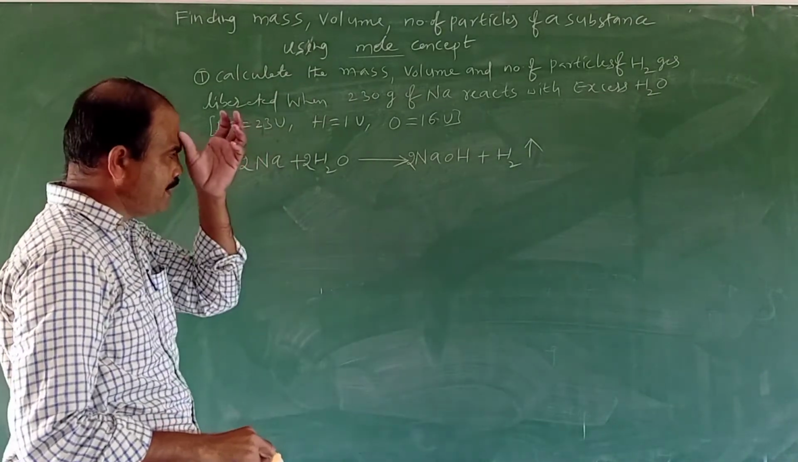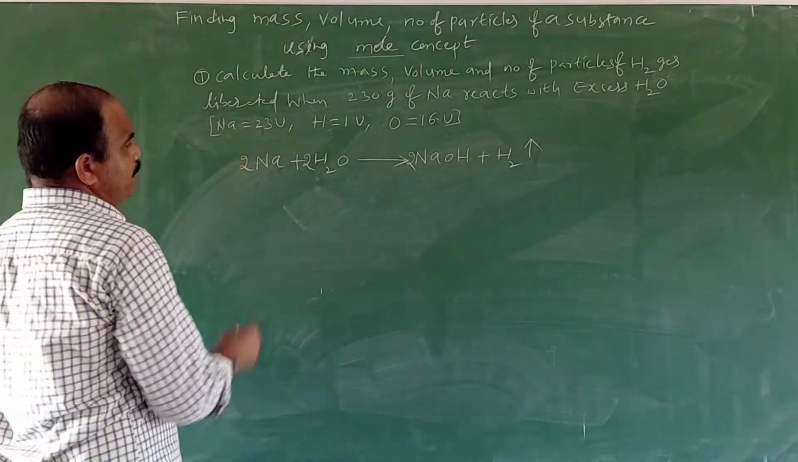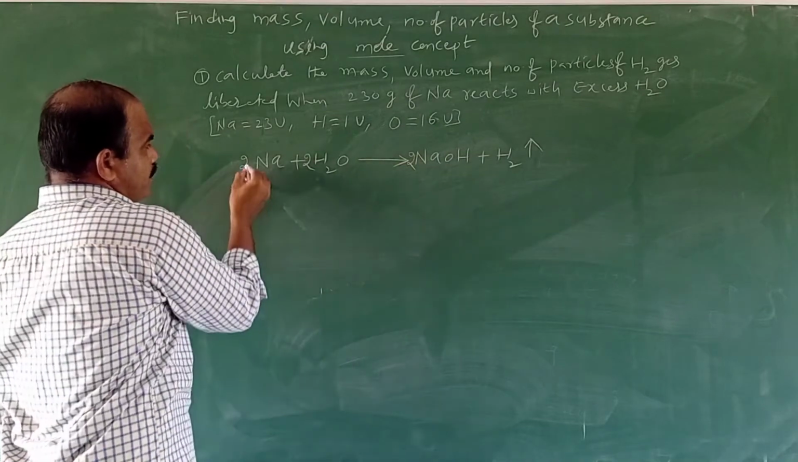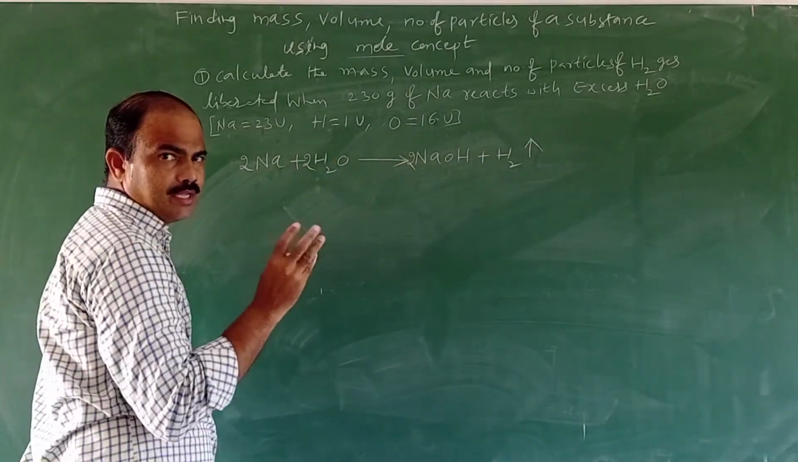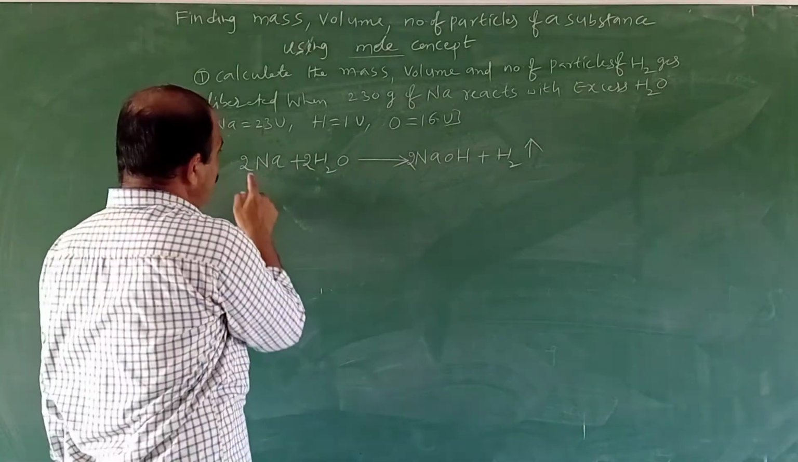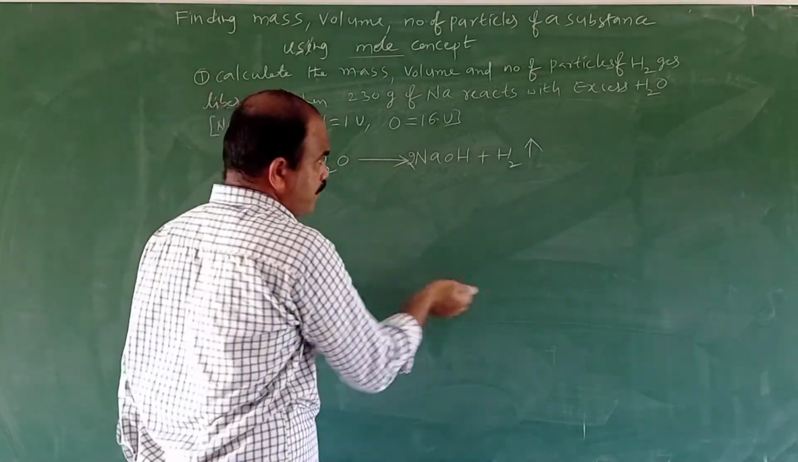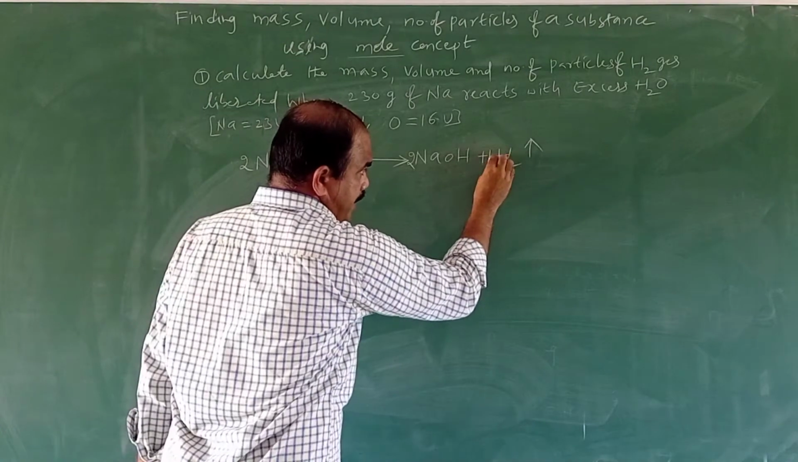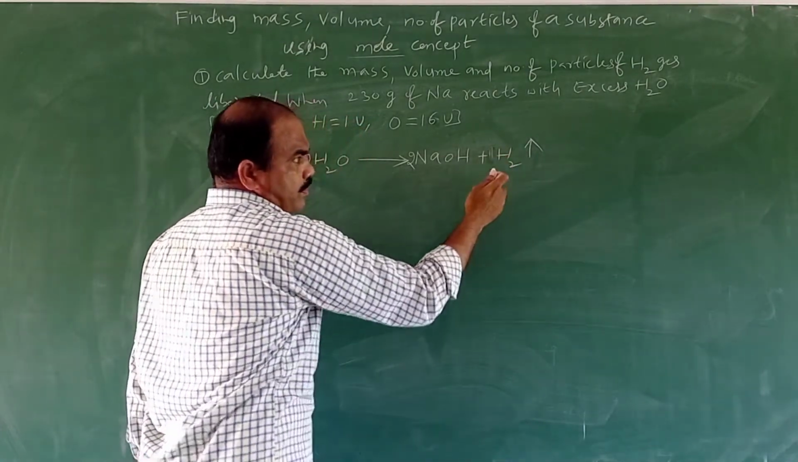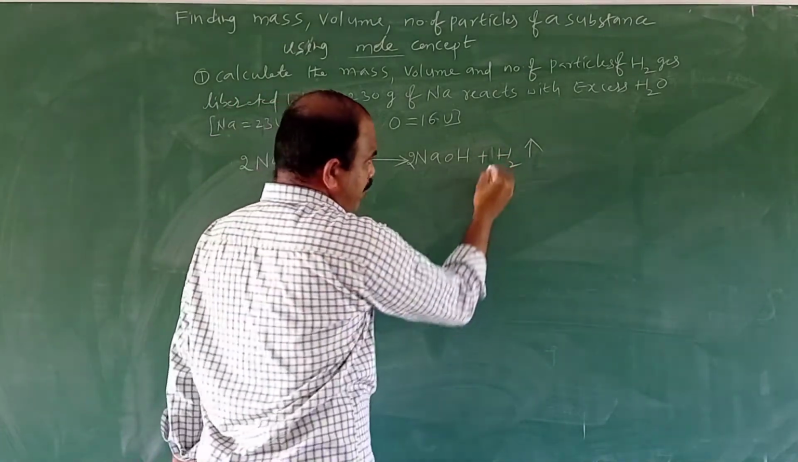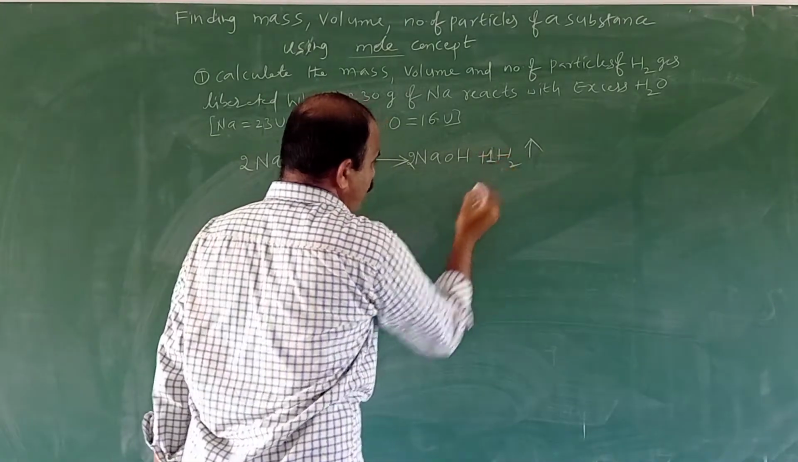So when you balance the equation, you get some coefficients. Here 2 is the coefficient, here also 2 is the coefficient, here also 2 is the coefficient, but here the coefficient is 1. So only H2 is there. H2 is nothing but 1.